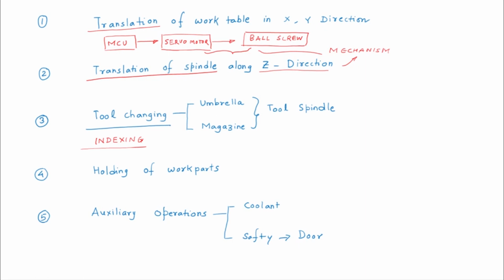The change of the tool, the translatory motion of the tool, or holding and unholding of the tool, would be carried out by the pneumatics. The change of the tool from the umbrella would be carried out by the pneumatics. We need another mechanism, that is the pneumatic mechanism.